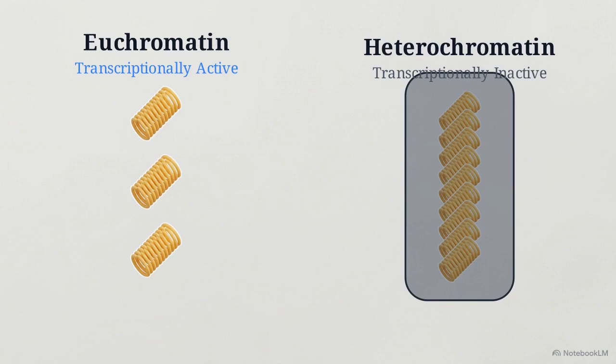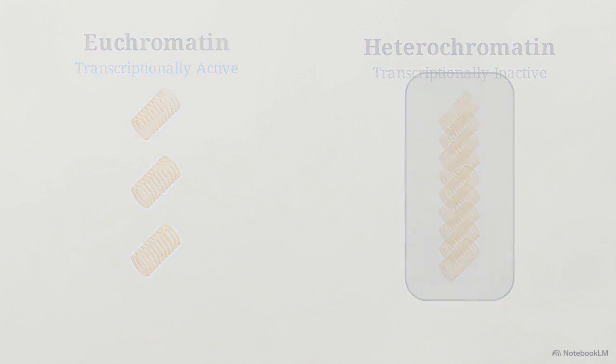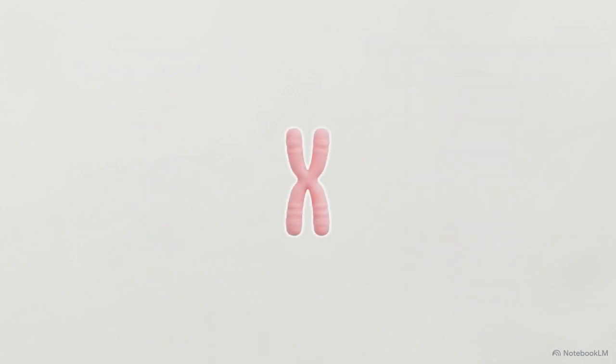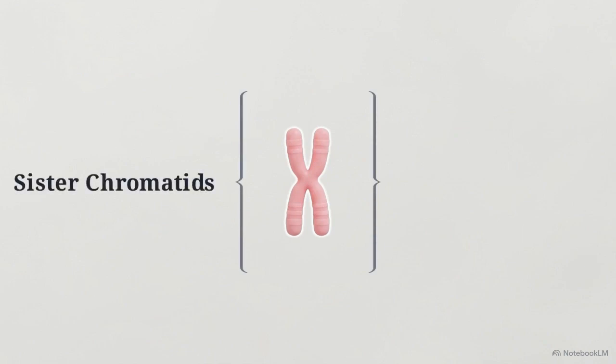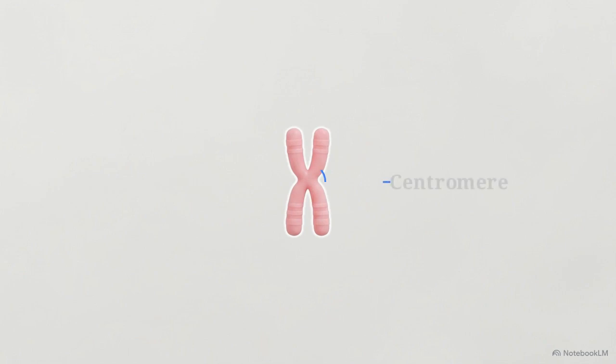At its most condensed state, we reach the metaphase chromosome. Looking at this X shape, it is important to distinguish the vertical halves, which are called sister chromatids. While chromatin refers to the DNA protein material, a chromatid is 1/2 of the fully duplicated structure. The point where these chromatids are joined is the centromere, or primary constriction. Attached to the centromere are the kinetochores, protein discs that serve as the attachment site for spindle fibers during cell division. The ends of the chromosome are capped by protective sequences called telomeres.